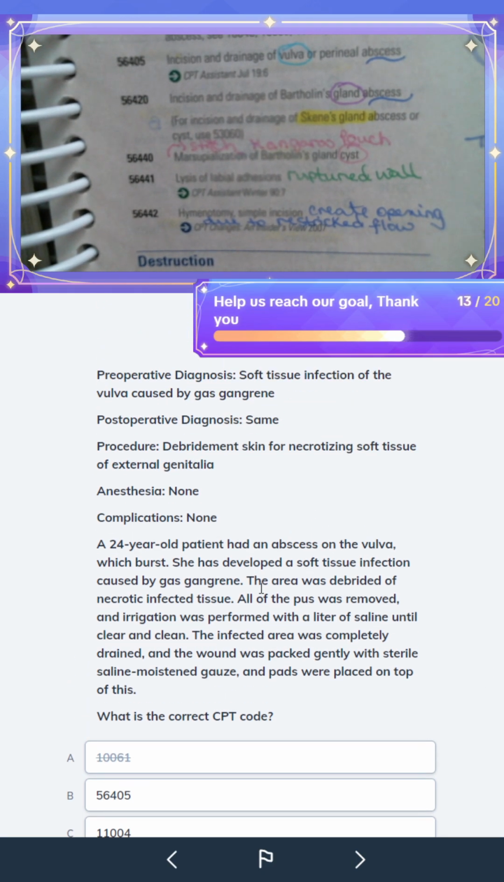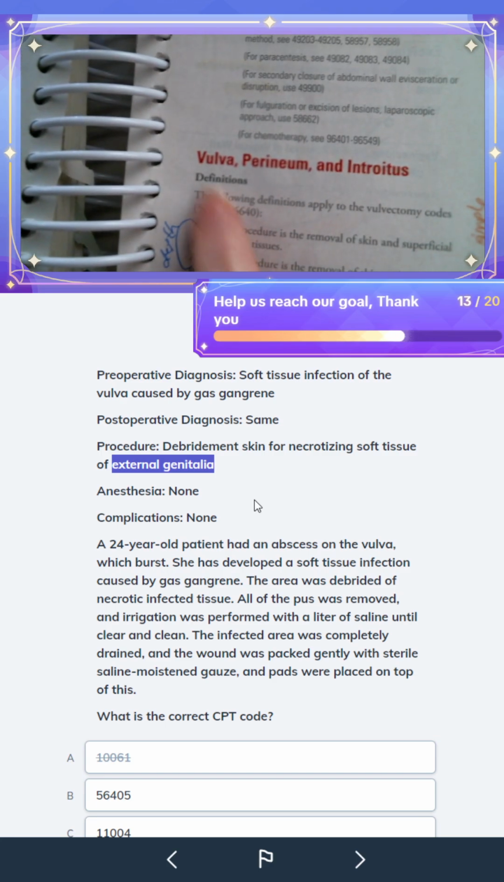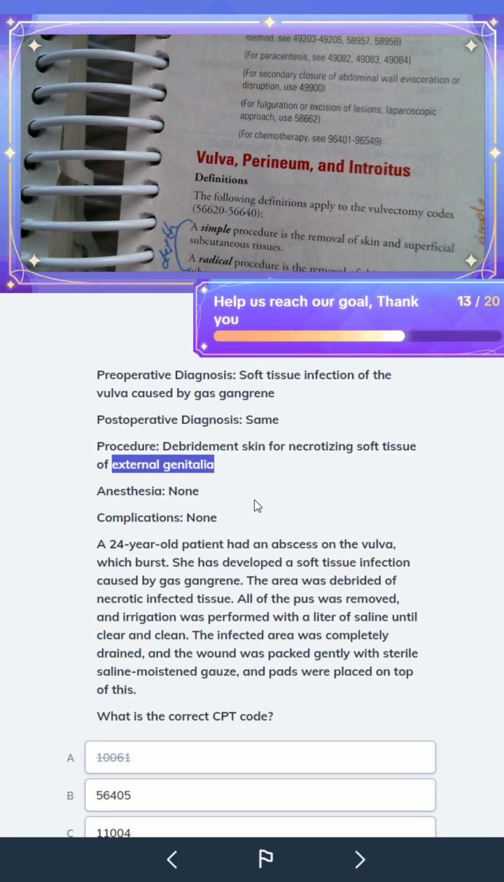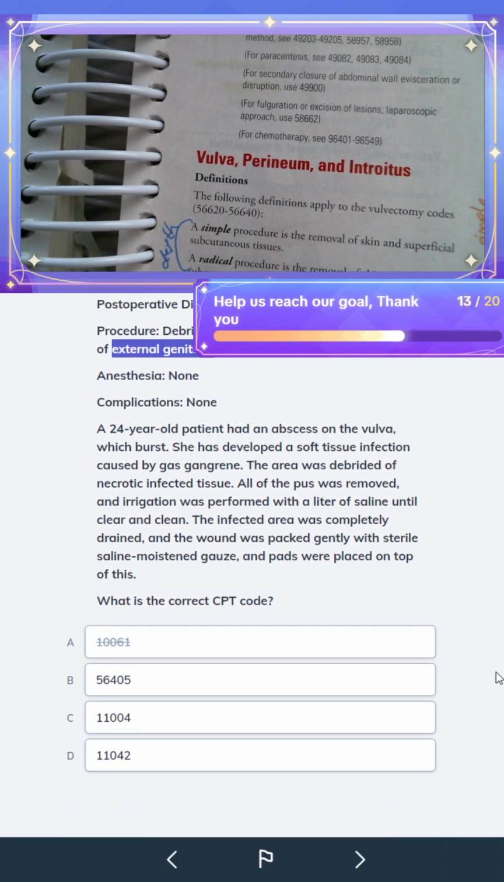Where is our abscess? External genitalia. What is external genitalia? Is that here? So now what do you think the answer is? Now that you know that guideline about the integumentary INDs, what do you think the answer is? There you go.